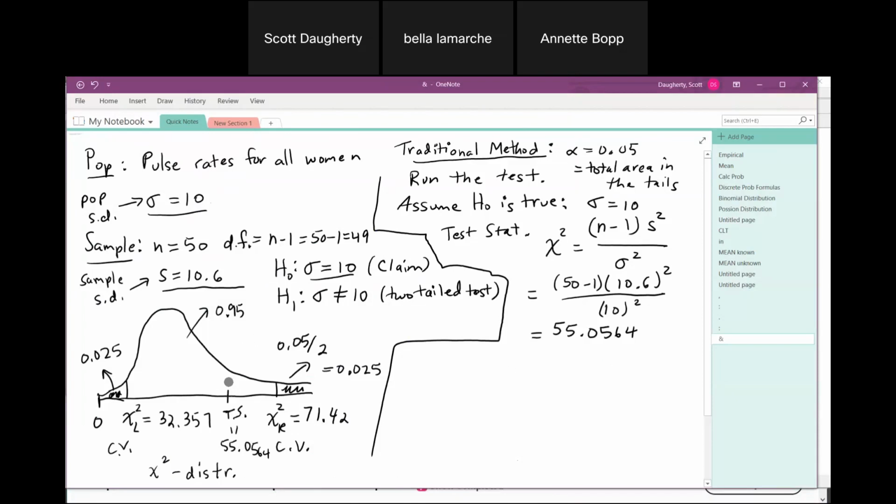And now notice that that does not land in the critical region, right? Remember, these are called critical regions. This is a critical region on the left, and there's a critical region on the right. This test statistic did not land in either one of those critical regions. And if the test statistic does not land in the critical region, if you remember, we talked about this before, you fail to reject the null hypothesis.